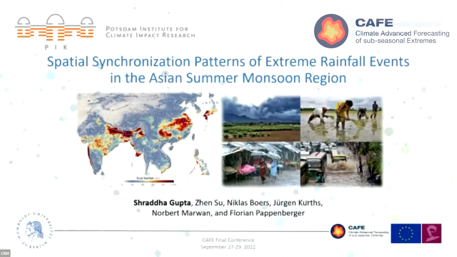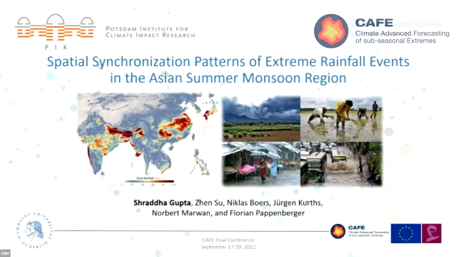Today, I will talk about our work on spatial synchronization patterns of extreme rainfall events in the Asian summer monsoon region, in which I use a complex network-based approach to shed light on the intricate relationship between the Indian and the East Asian summer monsoon, which are the two dominant components of the Asian monsoon system. I'm supervised by Professor Jürgen Kurths and Florian Pappenberger.